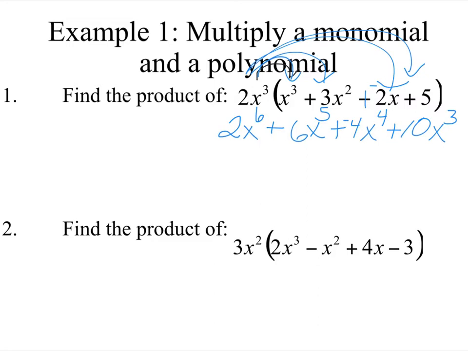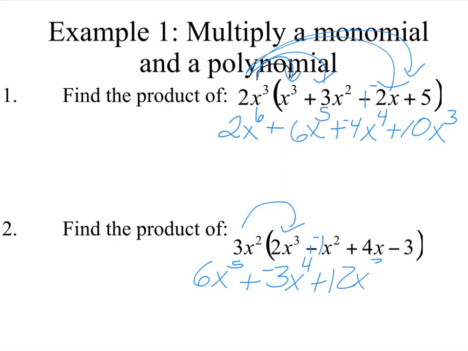Go ahead, try the second one on your own, then we'll go over it. So we're going to do 3x squared times 2x cubed. That's going to give me 6x to the 5th because I'm adding my exponents. I have a -1 in front of that x, so it's going to give me -3x to the 4th plus 12x cubed plus -9x squared when I'm through distributing.